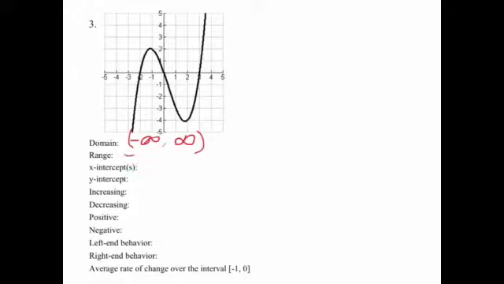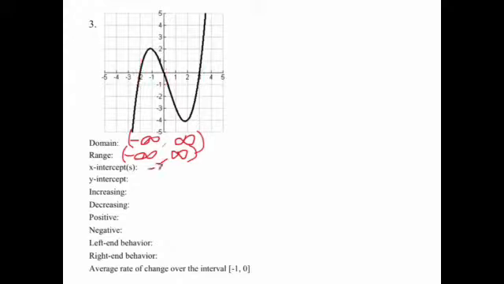My range is also going to be the same thing, because my function goes down forever. Not in the middle, but on the left side it just keeps going down. And on the right side it keeps going up, even though in the middle it does have a maximum value of 2 there.